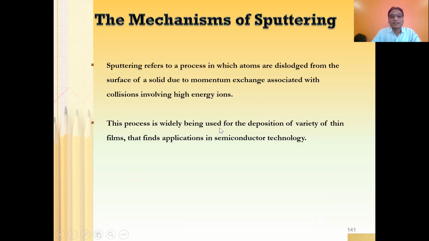This process is widely used for the deposition of a variety of thin films that find application in semiconductor technology. So sputtering is being widely used. Unfortunately, we don't have a sputtering system available in our laboratory, but sputtering is used very widely for applications in semiconductor technology in particular.